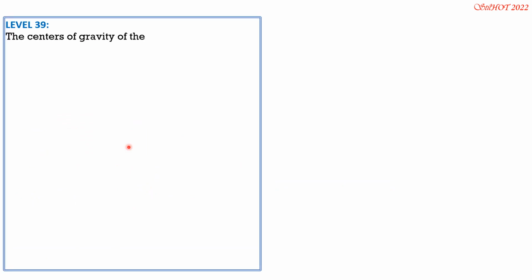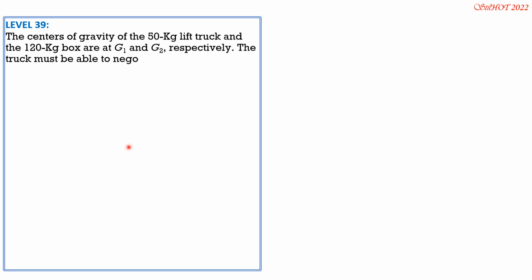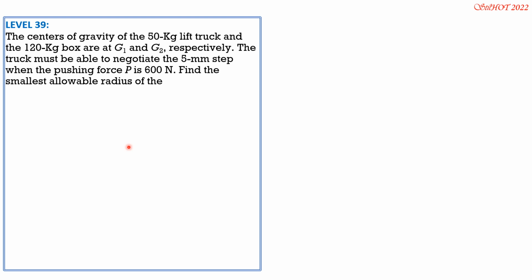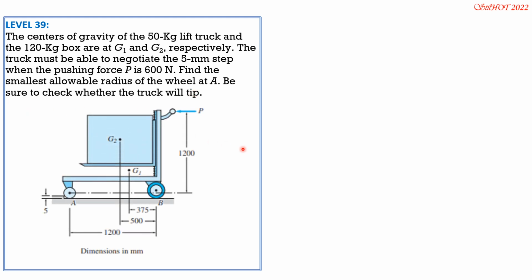The centers of gravity of the 50 kilogram lift truck and the 120 kilogram box are at G1 and G2 respectively. The truck must be able to negotiate the 5 mm step when the pushing force P is 600 newtons. Find the smallest allowable radius of the wheel at A. Be sure to check whether the truck will tip. So this is the given figure.